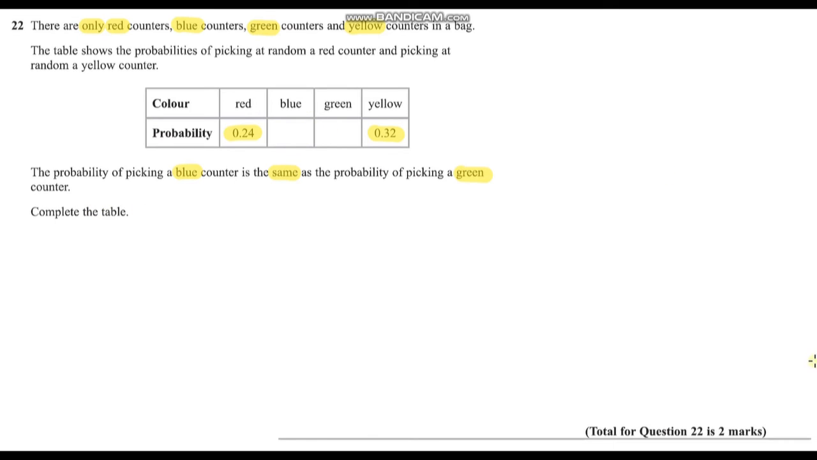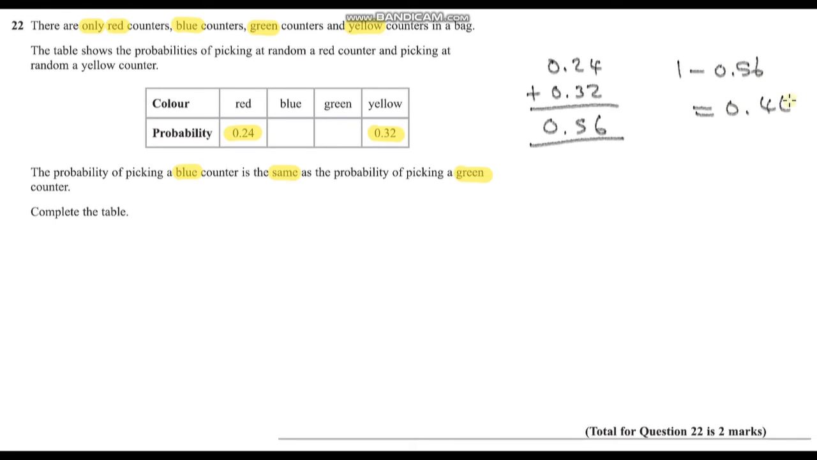Now, we know that the probability of all outcomes of mutually exclusive events is 1. So these 4 values should add up to 1. So if we add these two values first, 0.24 plus 0.32, so 4 plus 2 is 6, 2 plus 3 is 5, so that gives us 0.56. And now we just take this away from 1, that will give us what's left over. So if we do 1 take away 0.56, that gives us 0.44.